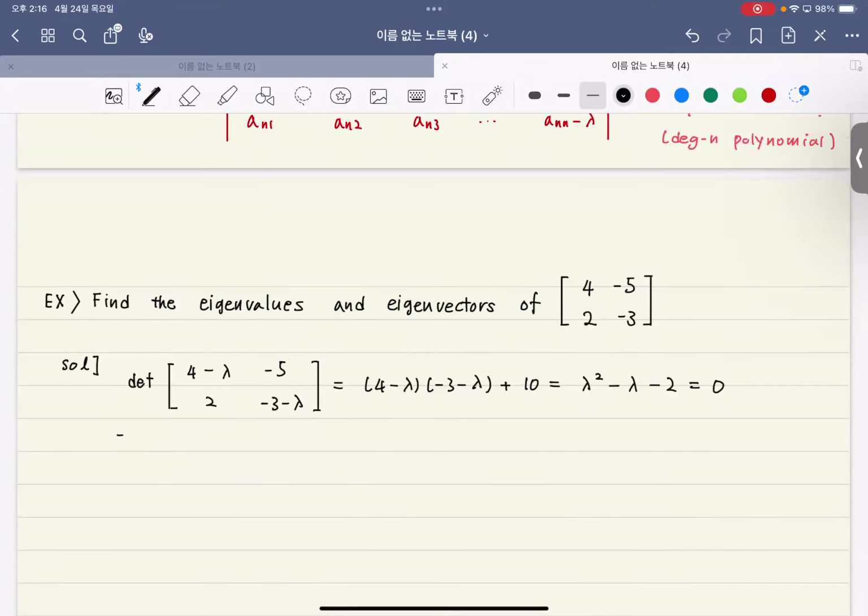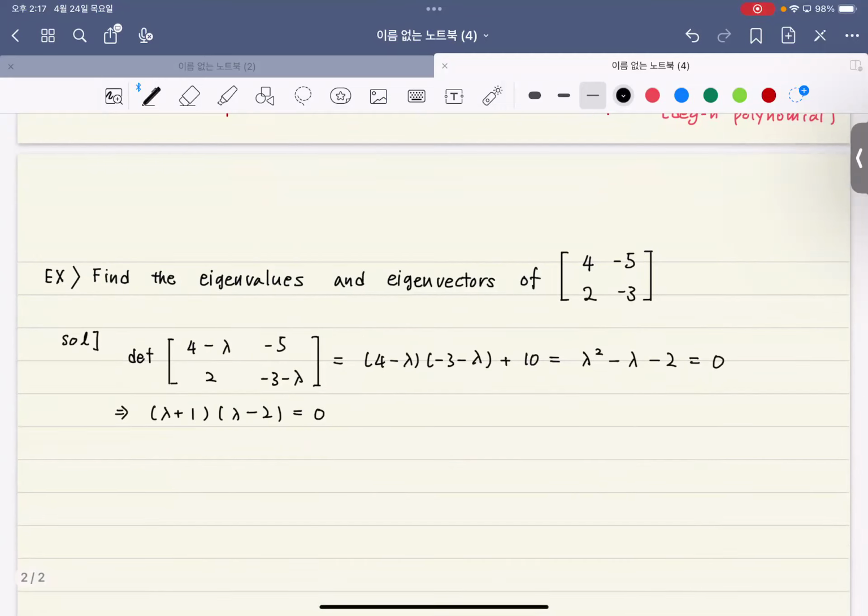Well, this is easy. So lambda plus 1 times lambda minus 2. Factorizing this polynomial, we have two eigenvalues, which are minus 1 and 2.